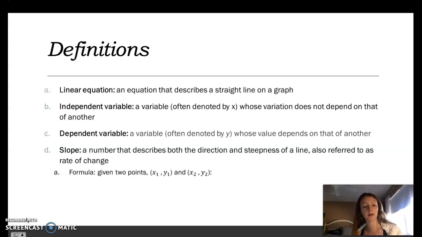Next, I'm going to talk about the slope of a line. It's also referred to as the rate of change when you're dealing with word problems and such. So the slope is a number that describes both the direction and the steepness of a line. I'm going to give you a second to copy these definitions down, and then we're going to talk about the formula for the slope of a line.